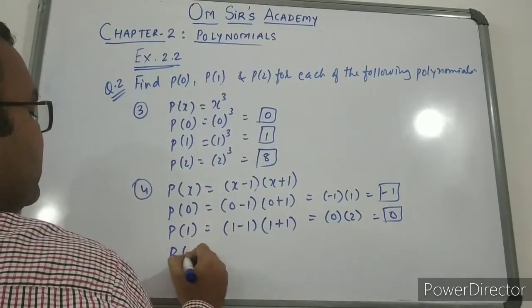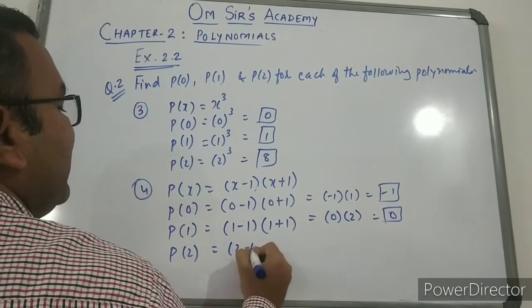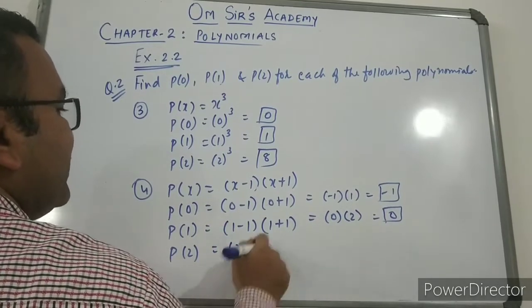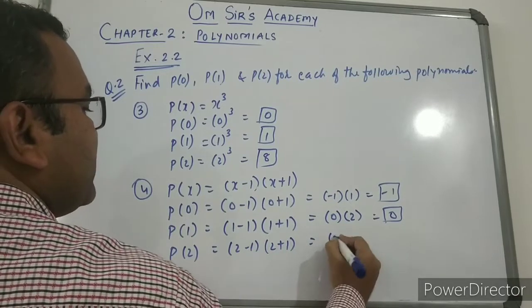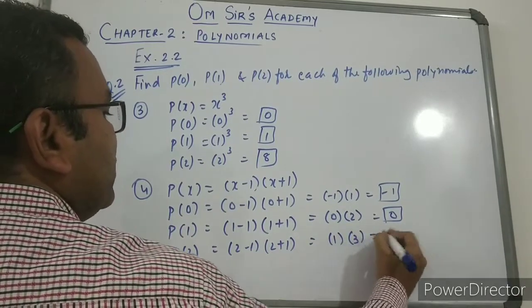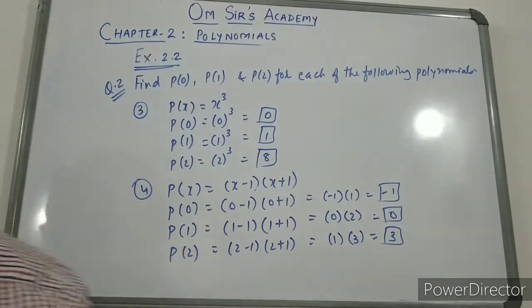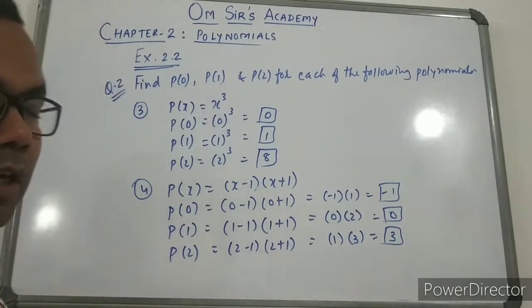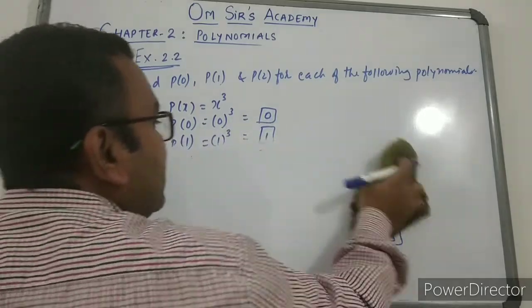What is the third one? P of 2 equals 2 minus 1 into 2 plus 1. So 2 minus 1 is 1 and 2 plus 1 is 3. So 1 into 3, answer is 3. So hope this is clear friends. Now we move to the next question of exercise 2.2 of the textbook.